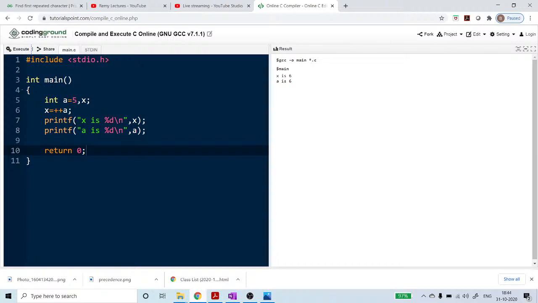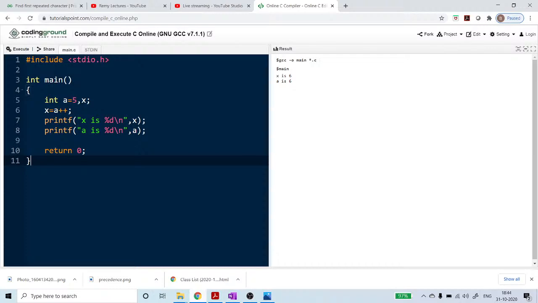Okay, the same program, just what I'm changing is a plus plus. See here the statement, a plus plus. That means what? A should be incremented later because it is post increment.